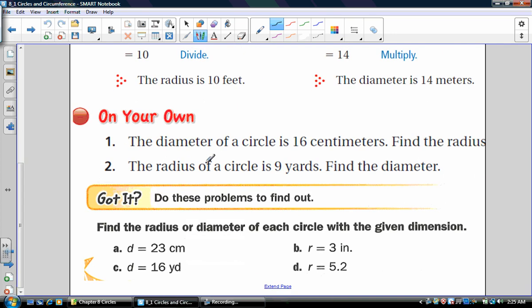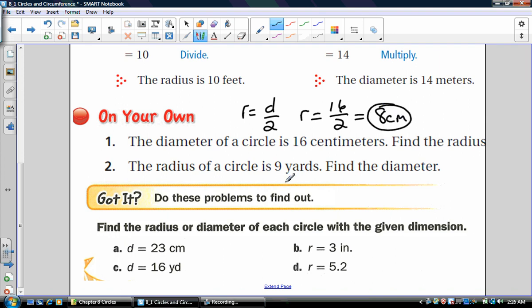In example 1, the diameter of a circle is 16 centimeters. Find the radius. All right. We want to find the radius there. Oops, my bad. Right, let's do that. The radius is going to be equal to whatever the diameter is divided by 2. So the radius is going to be equal to 16 divided by 2, right, or 8 centimeters.